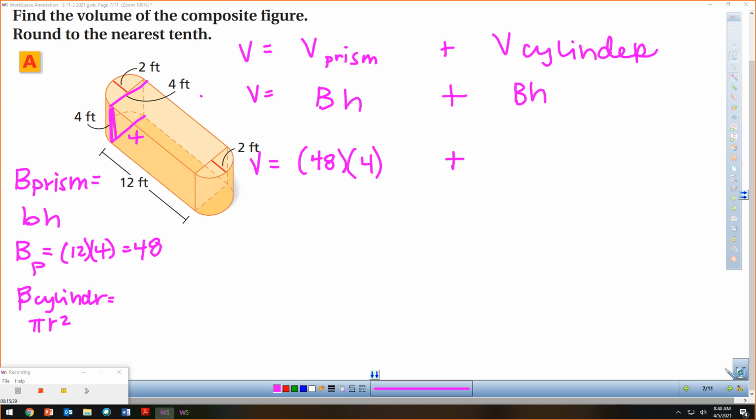So what is the radius of my circle? If I put that whole circle together, what would the radius be? If I put this whole thing together, what's the radius? The diameter is 4 because this whole thing would be 4. So what's the radius? 2. So for big B of my cylinder, I have pi, my radius of 2, squared. So I plug that in up here, pi times 2 squared. And then what is the height of my cylinder?